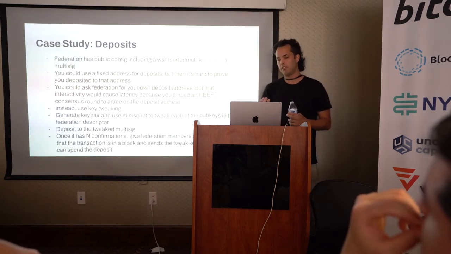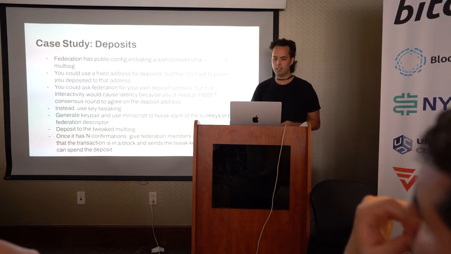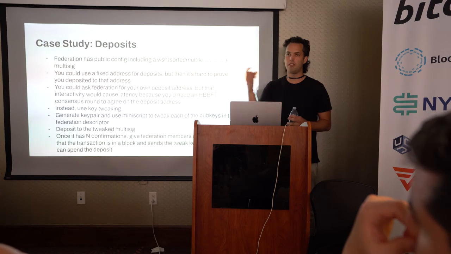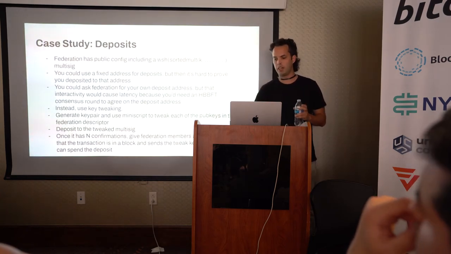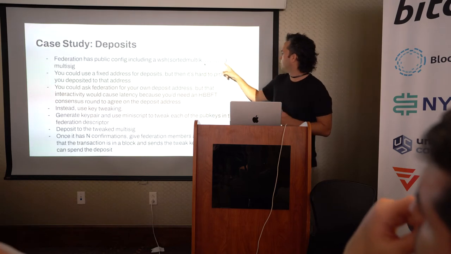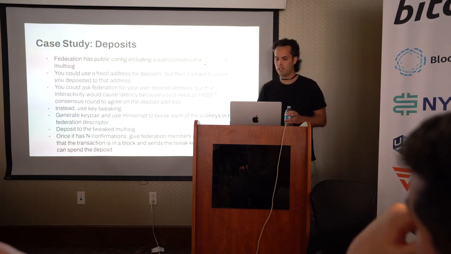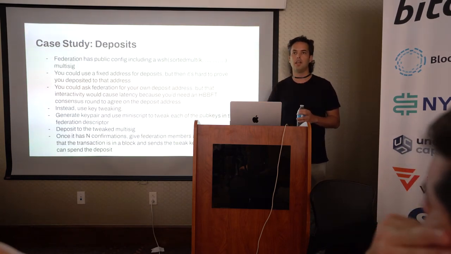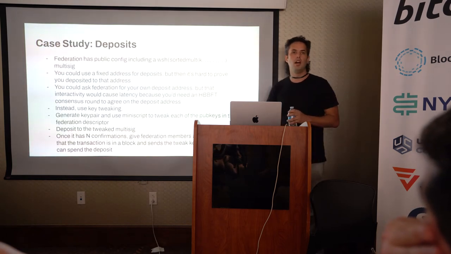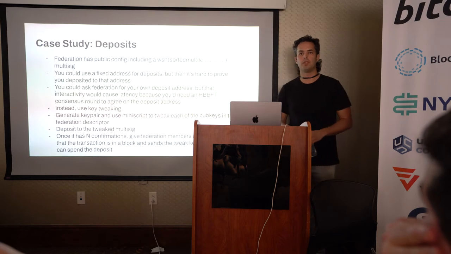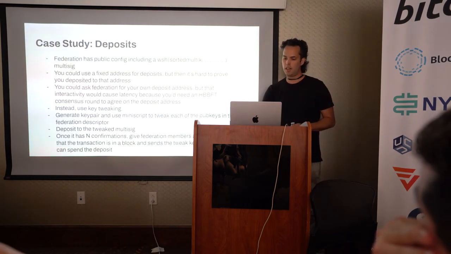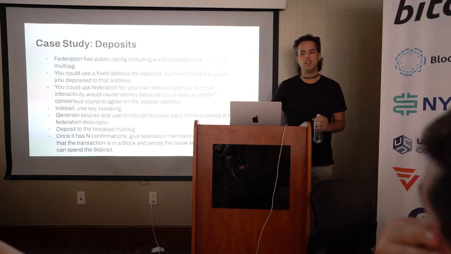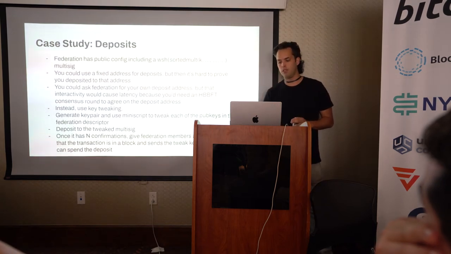So what we do instead is we have this public descriptor, and then we use key tweaking, kind of like Liquid does. So the user generates a key pair, and we use Miniscript to tweak each of the Federation pub keys. You tweak those with the key pair that you generated, and then you deposit Bitcoin into that. And you wait a number of blocks that's set by the Federation, like in Liquid it's 101. In this it might be lower, because the idea would be smaller amounts potentially, but it would be configurable per Federation. And this is just how the Federation defines final settlement. Maybe it could be different according to the amount too, like for smaller amounts they might let it be smaller.